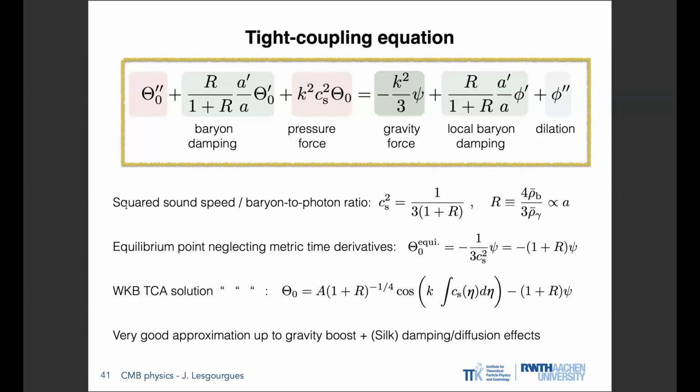Actually, I could multiply both the numerator and the denominator by the scale factor at the time of interest to make the numerator become the physical sound horizon computed at time eta. And then this would be the physical wavelength of the mode. And so I see that my cosine here has an argument which is 2 pi times the ratio of the sound horizon divided by the wavelength. Can we make sense of this?